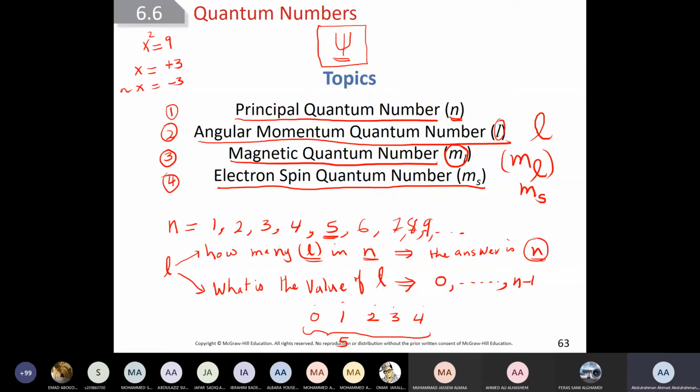And what are the values? It is from 0 to N minus 1. Okay. If N is equal to 7, how many L solutions? 7. What are the values? From 0 to 6. Write them. 0, 1, 2, 3, 4, 5, and 6. Now count them. How many solutions? 7. 7 solutions. Do you understand now?